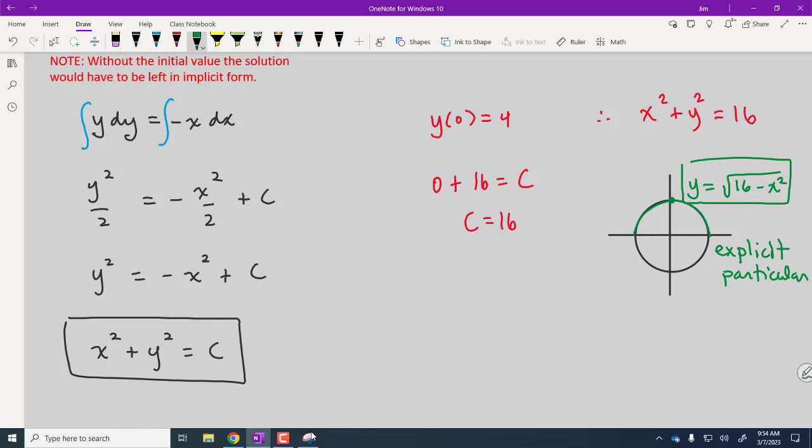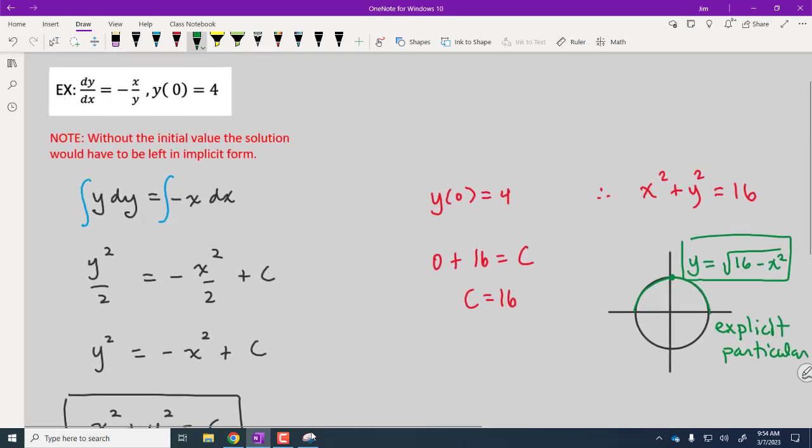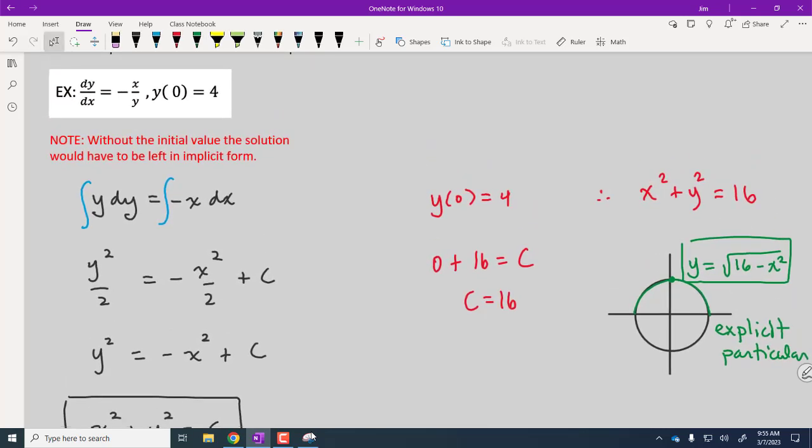Federico? How would you know that your explicit solution is the positive half and not the negative? Because the initial value tells us a point that is on the curve. So this tells us that the implicit function must be the implicit function that goes through 0, 4. Yeah.